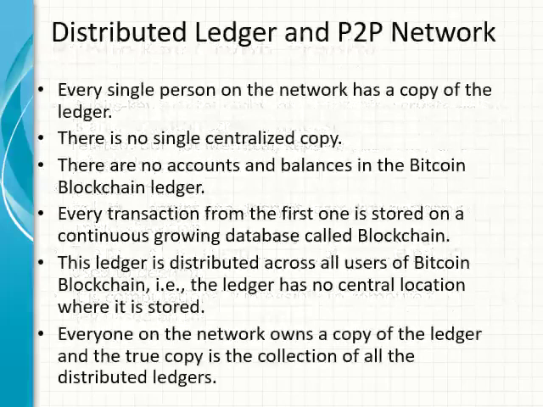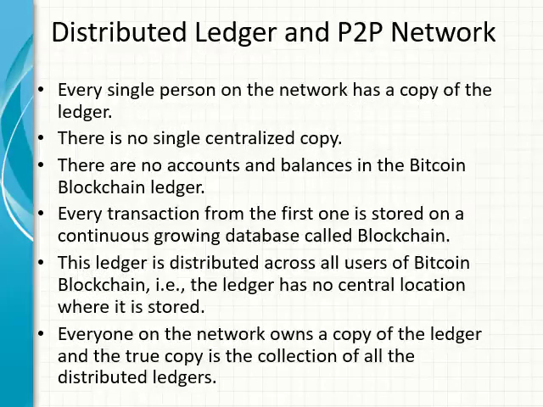Then in blockchain technology, there is a distributed ledger. The ledger is shared by every participant, every node. Every single person on the network has a copy of the ledger, and there is no single centralized copy. Each participant, each node has a copy of this distributed ledger, and in this ledger the transactions are recorded. There are no accounts and balances in the Bitcoin blockchain ledger. Every transaction from the first one is stored in a continuously growing database called the blockchain.